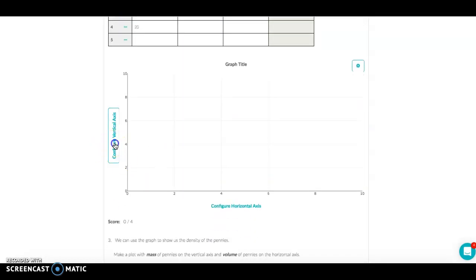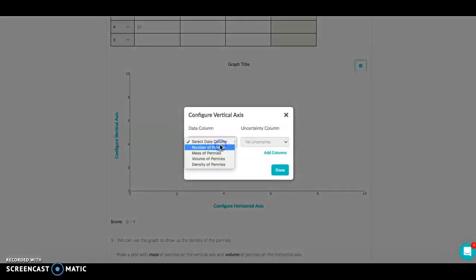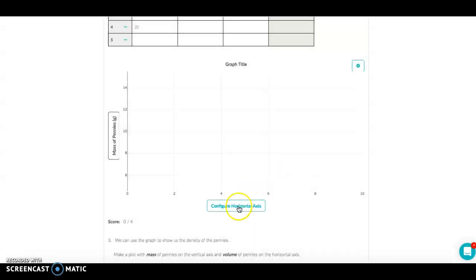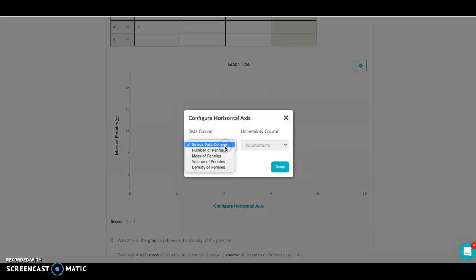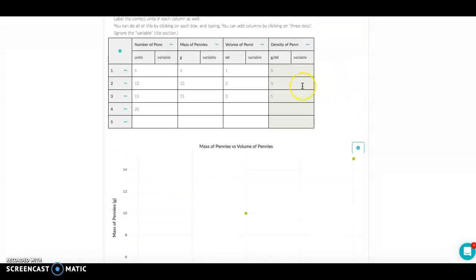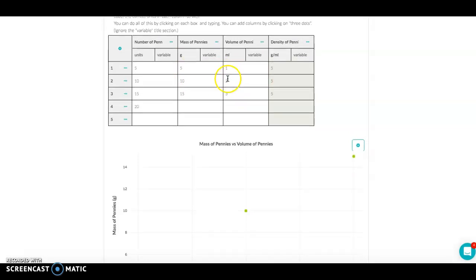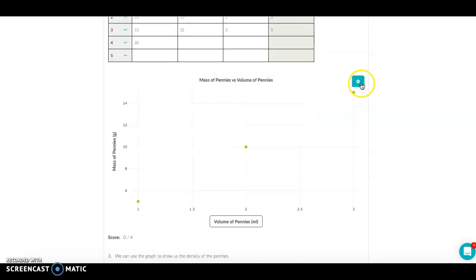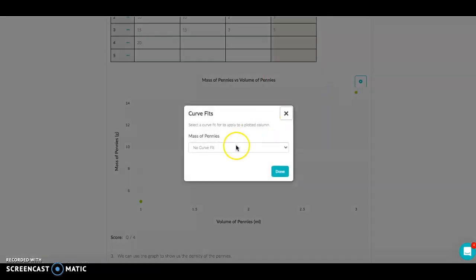You then graph. We want to put the mass on the y-axis. So put mass of pennies. We want to put volume on the x-axis. So we go volume of pennies. When you click done, notice there's 3 data points here. Those are the data points that you wrote down here. You also want to insert a curve fit, so click on curve fits, and this should be linear.